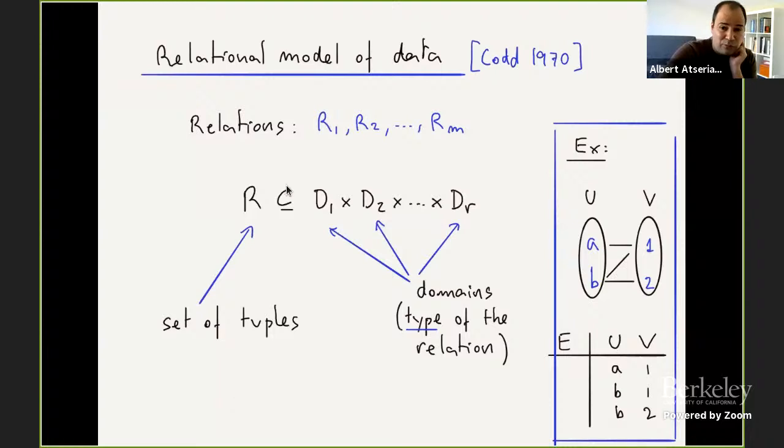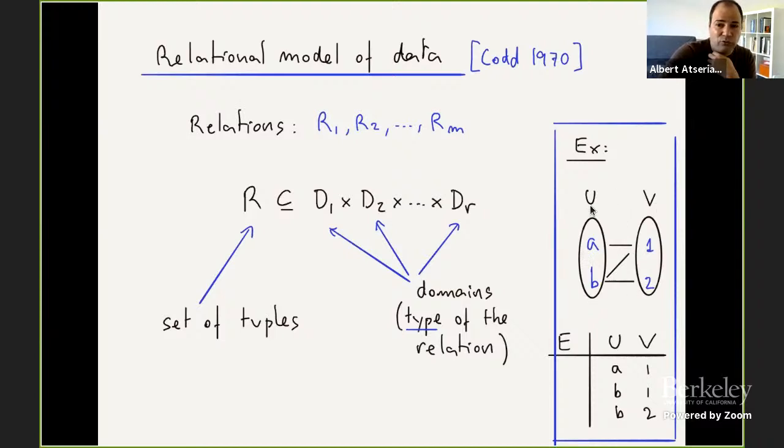So what is the relational model? In the relational model, we have some relations, and this is your input. And what are relations? Well, these are just sets of tuples, where a tuple is a bunch of elements from different domains. And these domains tell what is the type of this relation. This is how it's called. So here is an example on the right.